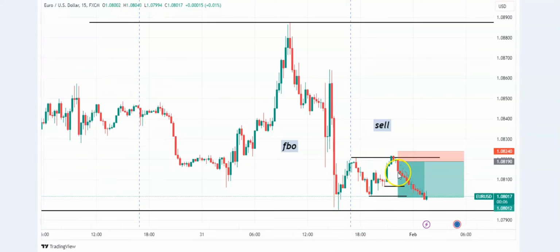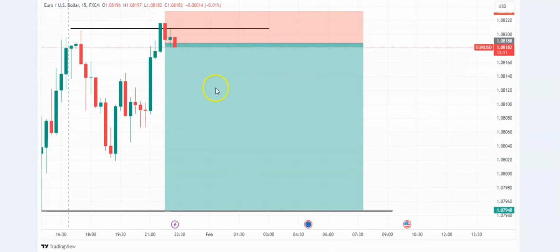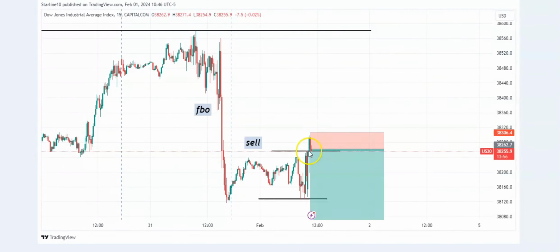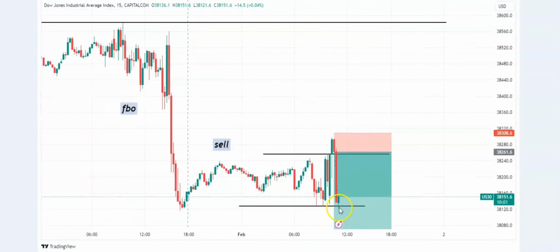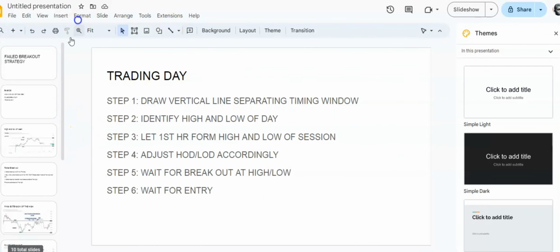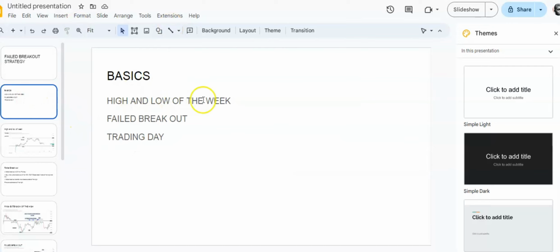In fact, this trade was a beautiful trade setup. Look at this. We have a breakout. The next candle is our entry. We have the breakout. The next candle is our entry. And this is the trade setup we've broken down. So basically, if you understand the high of the week, a failed breakout, and a trading day, then you have understood this setup.